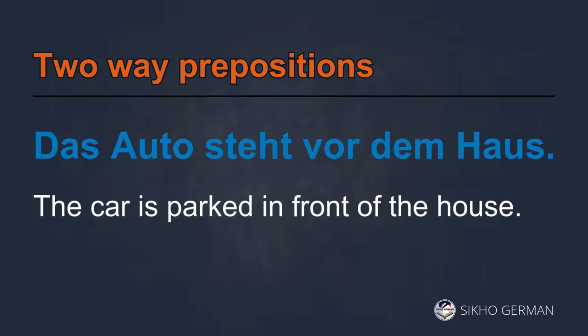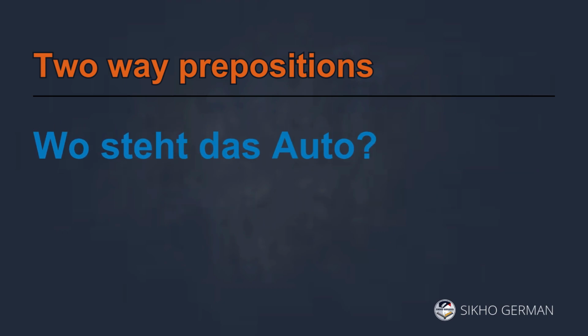Das Auto steht vor dem Haus. The car is parked in front of the house. This uses dative because there's no movement. The car is already positioned in front of the house. Wo steht das Auto? Where is the car? Answer, vor dem Haus. The neuter das becomes dem, dative.